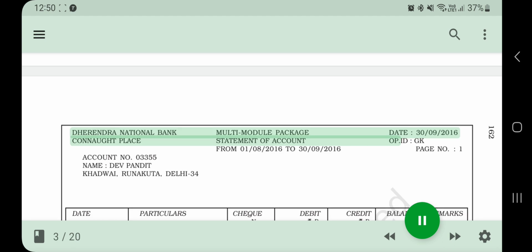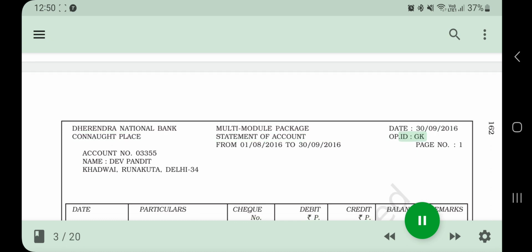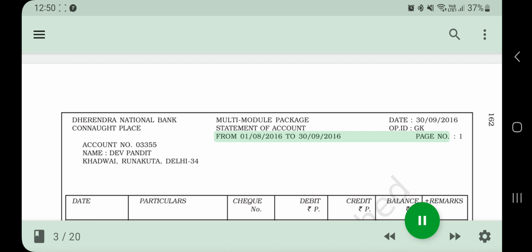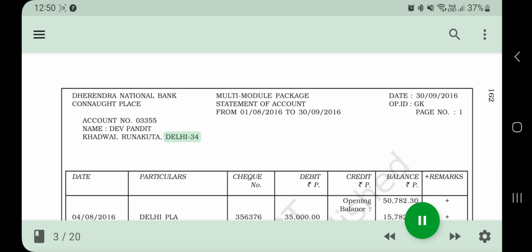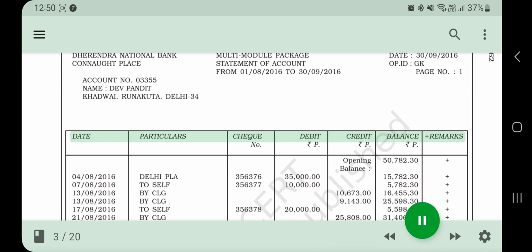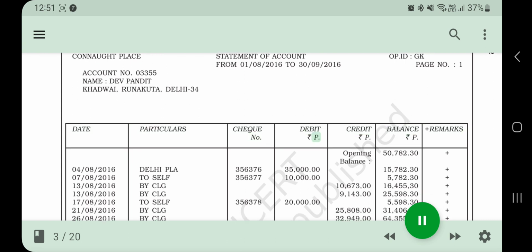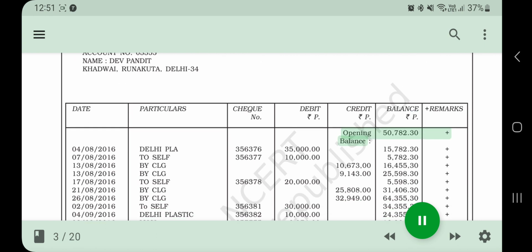Accountancy. Dhirendra National Bank, Multi-Module Package. Date, the 30th of September 2016. Statement of account from the 1st of August 2016 to the 30th of September 2016. Page No. 1. Account No. 03355, name Dev Pandit Khadvi, Delhi 34. Date, particulars, check number, debit, credit, balance, remarks. Opening balance 50,782.30.